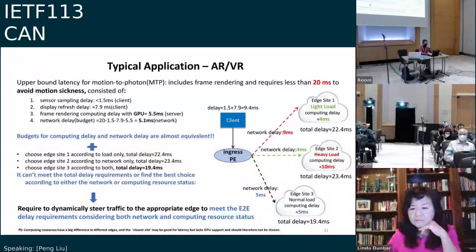And what's more, computing resources have a big difference in different edge sites, and the closest may be good for latency, but lacks GPU support and should therefore not be chosen, which gives more factors to consider in the computing resource. So next, please.